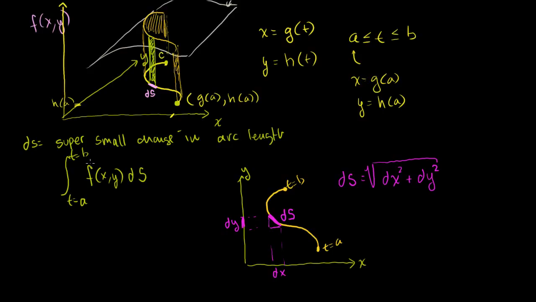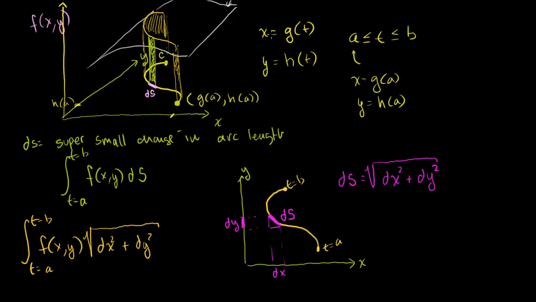So we can say that this integral, the area of this curvy curtain, is going to be the integral from t equals a to t equals b of f of x, y. Instead of writing ds, we can write this times the square root of dx squared plus dy squared. Now, we at least got rid of this big capital S, but we still haven't solved the problem of how to solve a definite integral that looks like this. We have it in terms of t here, but we only have it in terms of x's and y's here. So we need to get everything in terms of t.